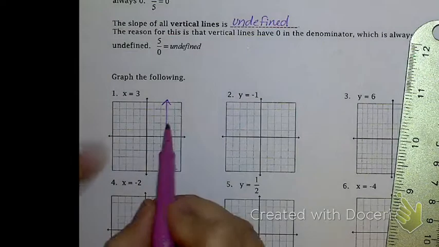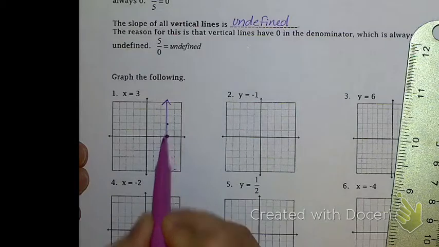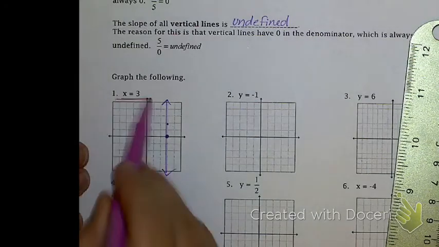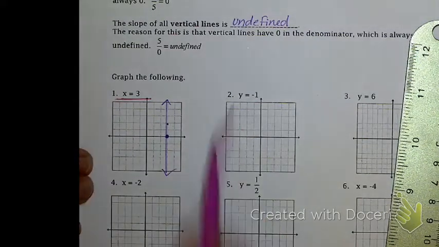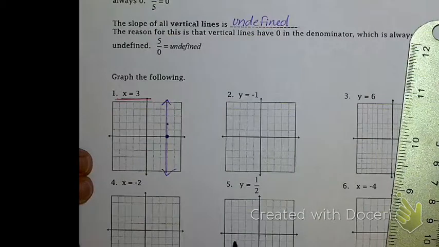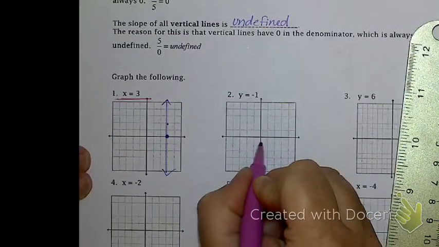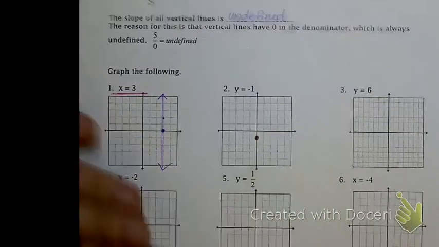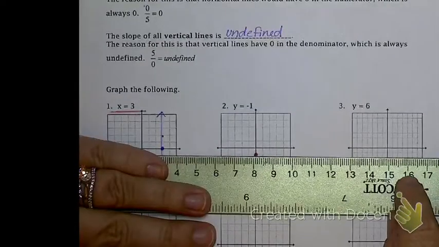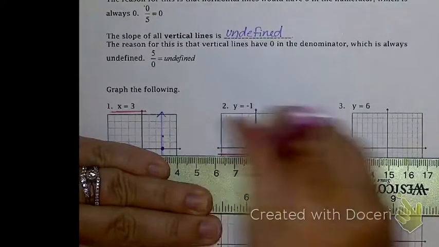Does that make sense? Because every point on this line is the point 3 comma something. They all have x values of 3. Y equals -1. Well, I'm going to go to my y-axis. I'm going to find -1, and it's going to chop through my y-axis at -1, which means it's going to be horizontal.